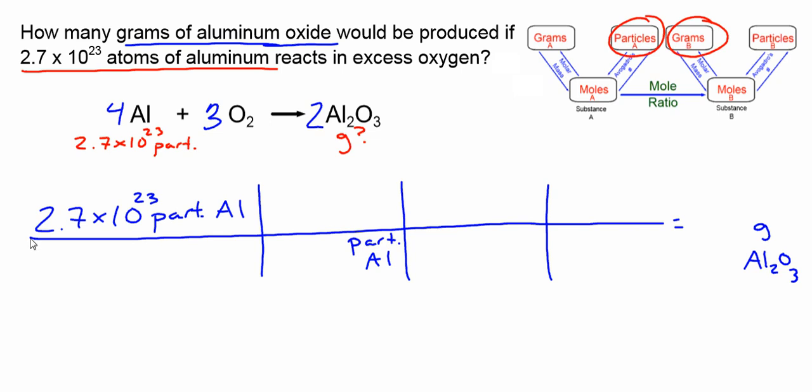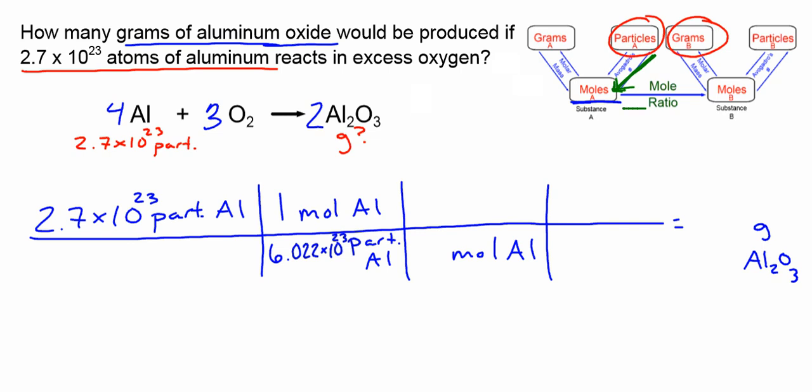So that is this step right here in the upper right. So whenever I'm using particles or atoms or molecules, I'm always using Avogadro's number. So that's 6.022 times 10 to the 23rd particles of aluminum. I'm going to moles. So that is moles of aluminum. And we always say that's 1 mole. 1 mole equals that number. Okay, now I bring that unit down again.